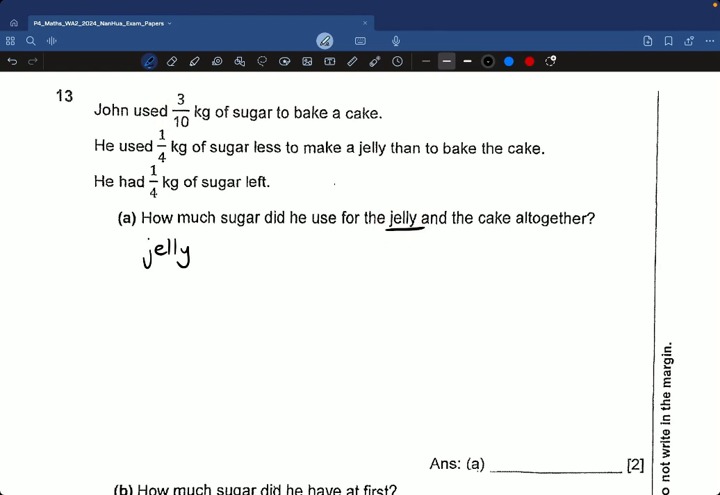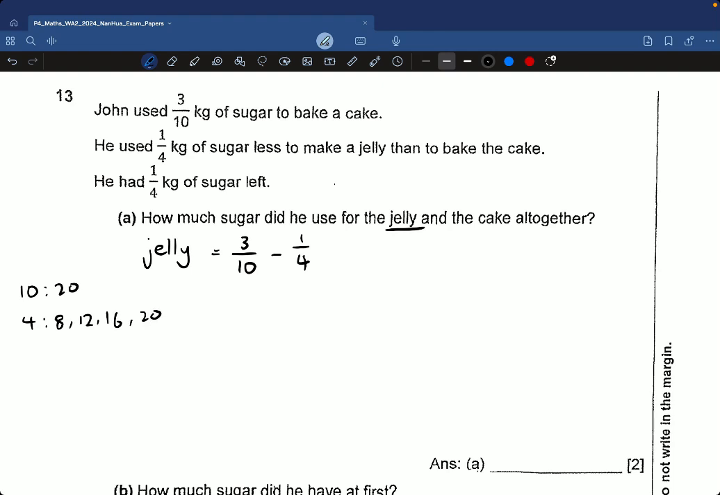Okay, so jelly, sugar. Okay, I'll just put jelly first. So jelly. So he says over here he used 1/4 kg sugar less to make a jelly than to bake a cake. So that means the sugar to make the jelly is 3/10 minus 1/4. Okay. So we also need to know what's the lowest common multiple between 10 and 4, or smallest common multiple. So you have 10, you have 4. So what's 10? It's 20. 4 is 8, 12, 16, and then 20 as well.